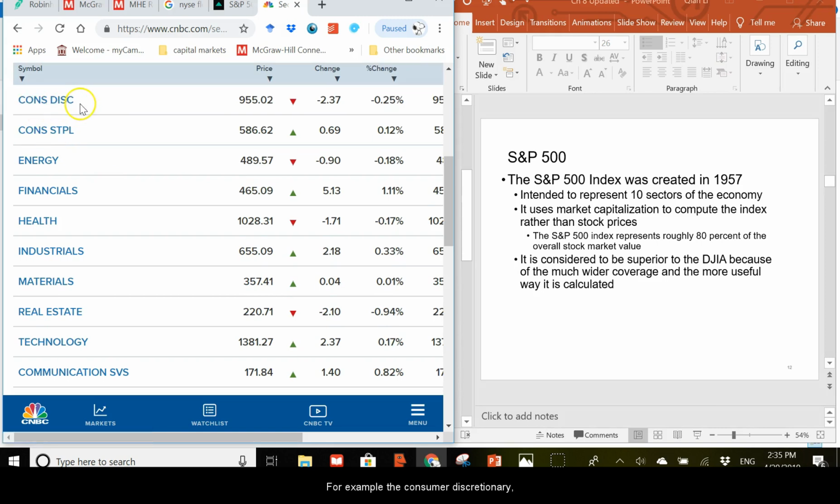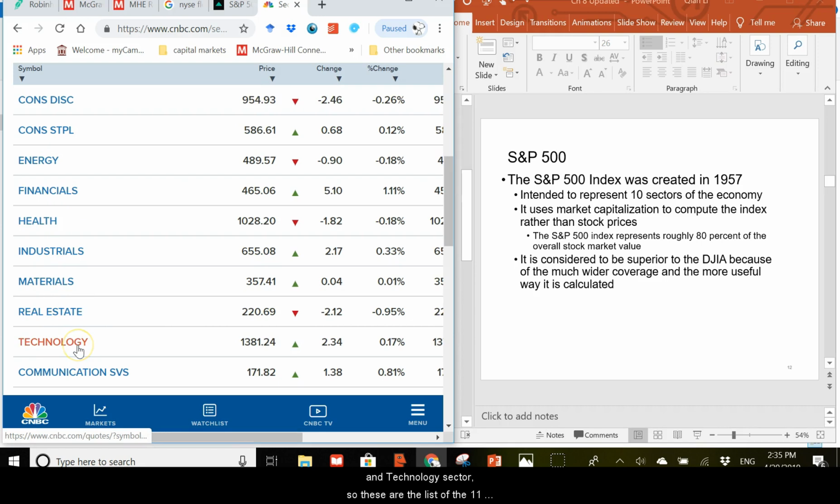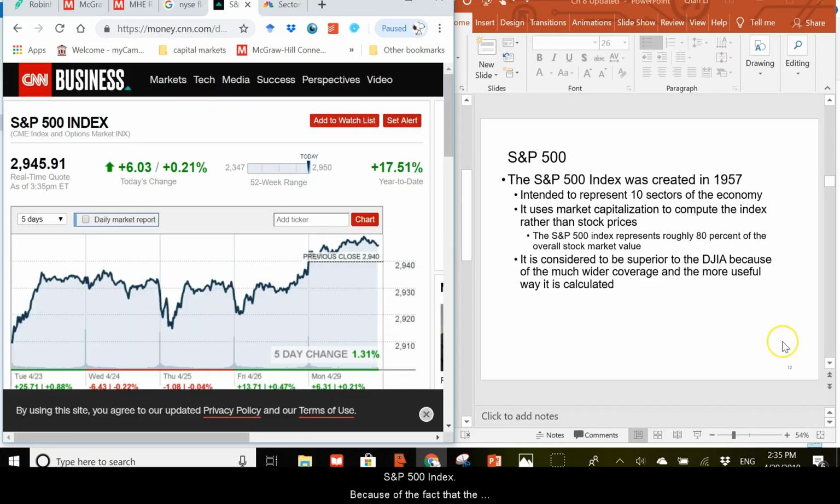For example, the consumer discretionary or consumer staples, energy sector, financial sector, healthcare sector, and technology sector. So this is the list of the 11 sectors now in the economy, and each sector is well represented in the S&P 500 index. Because the S&P 500 index uses a list of about 500 companies instead of 30 companies, it's considered to be superior to the Dow just because of the wider coverage and also the way it is calculated. So what is the way it is calculated?